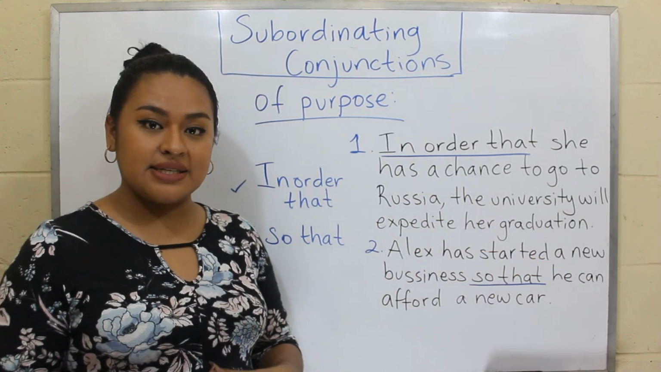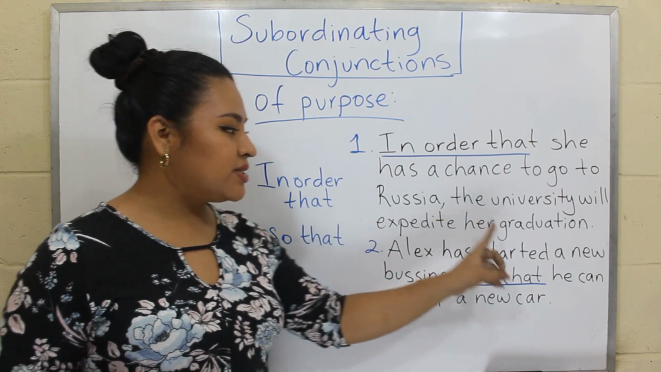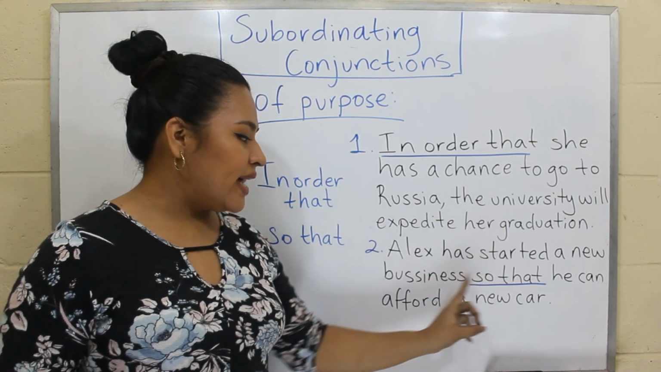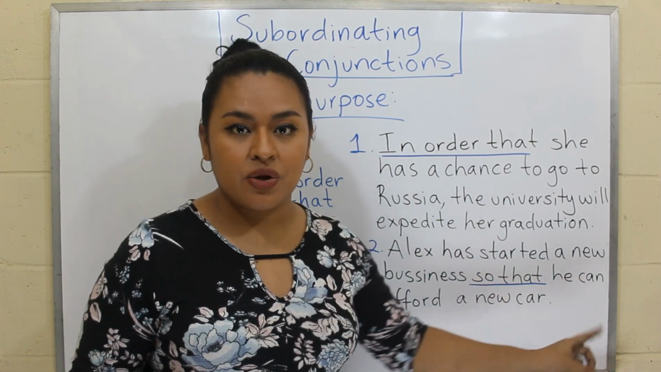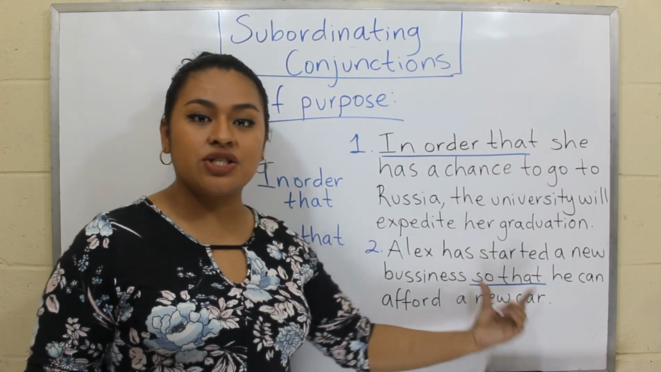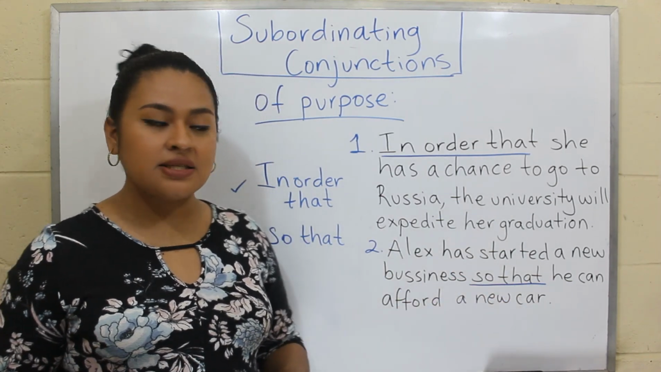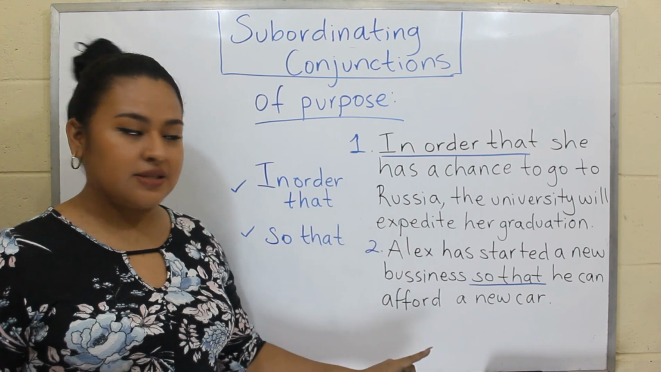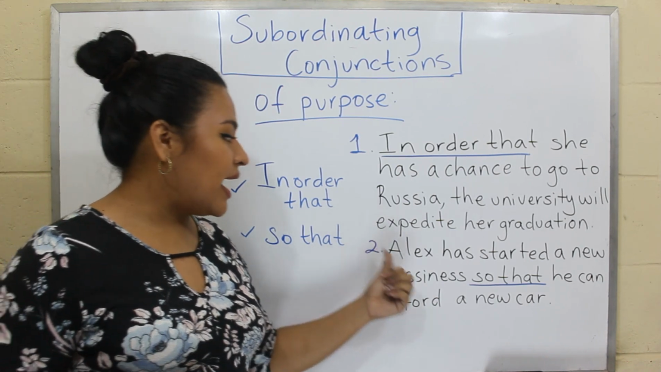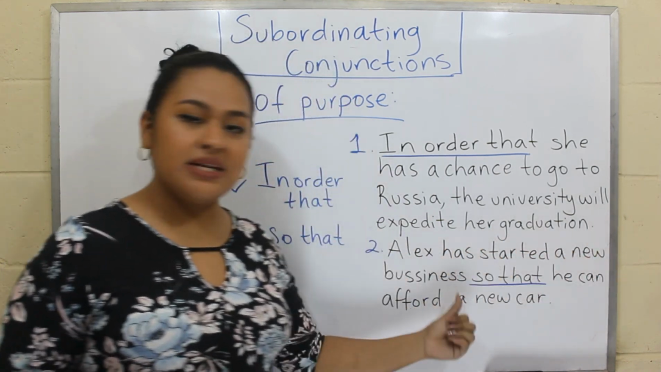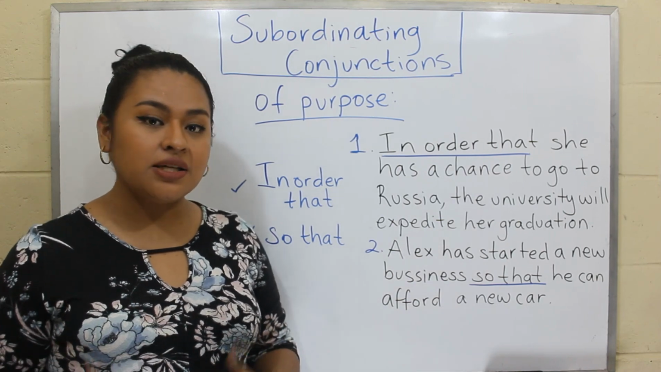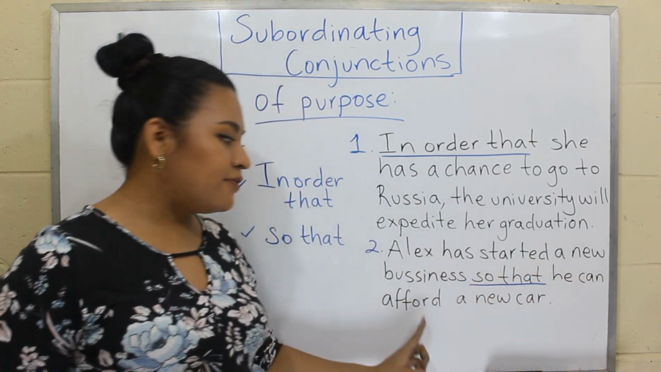And then in the next example, Alex has started a new business so that he can afford a new car. We are using the subordinator so that in the middle of the sentence to join these two clauses. The main clause is Alex has started a new business, and the subordinating clause is he can afford a new car.